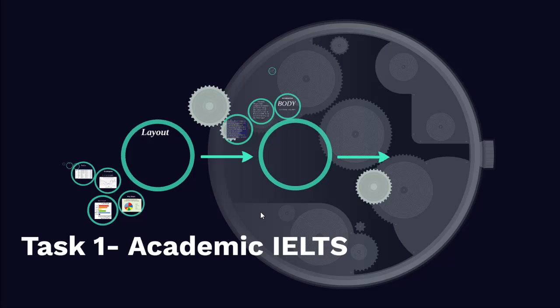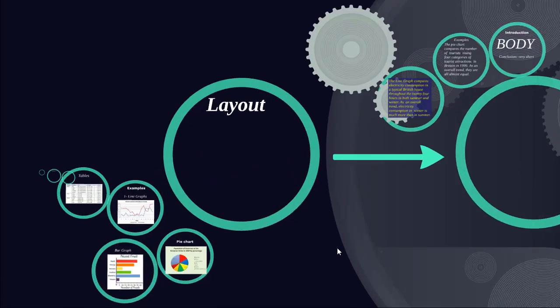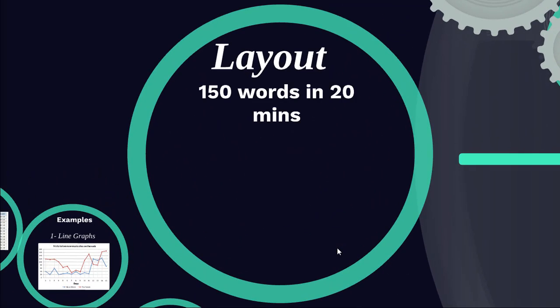This is Dr. Mahmoud Ahmed, and today we learn how to write task 1 in the academic IELTS. Task 1 is very much challenging to many people, and today we will try to learn how to deal with it. Okay, the layout. You need to write 150 words in 20 minutes. It's about graph analysis. Task 1 is all about graph analysis.